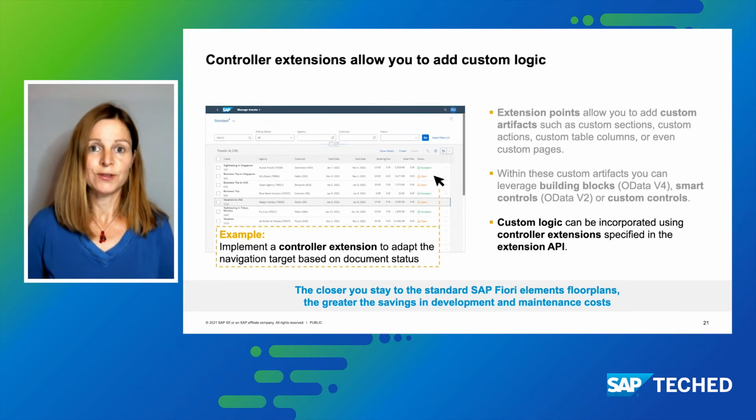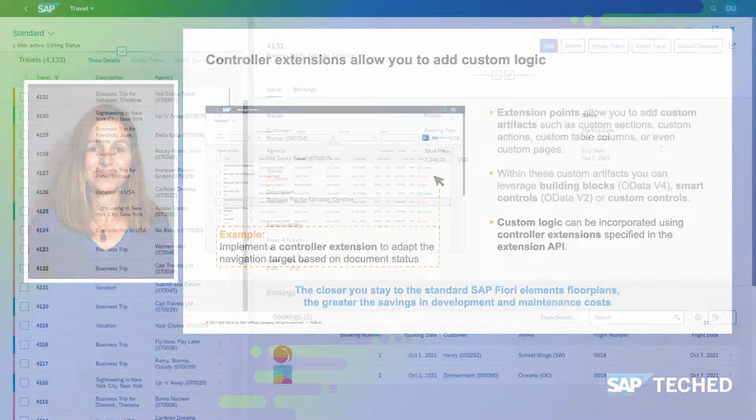And of course, you're not limited to adding various controls to the UI. You can also add custom logic at certain hooks, for example, whenever the user attempts to save a document. These hooks are specified in our extension API. Now, enough slides. Let's see the building blocks in action.